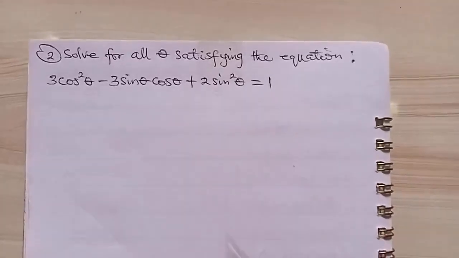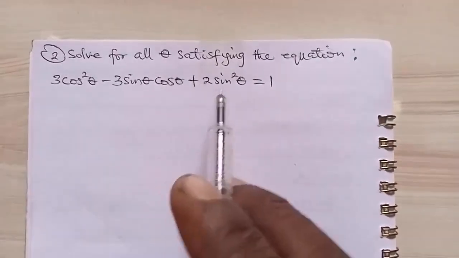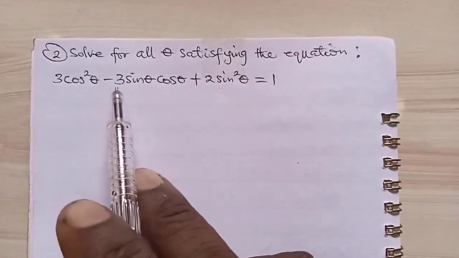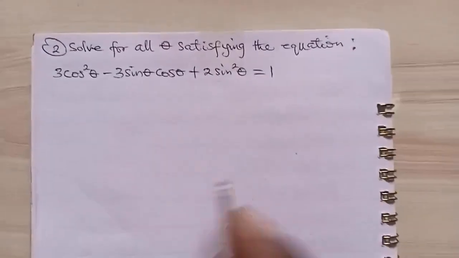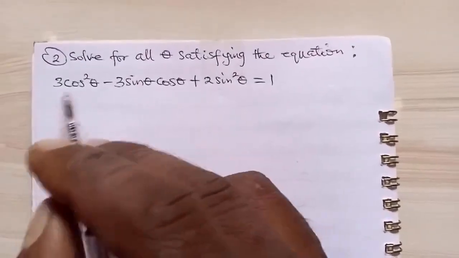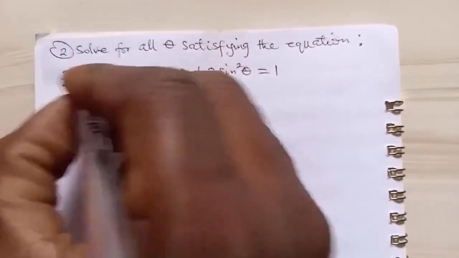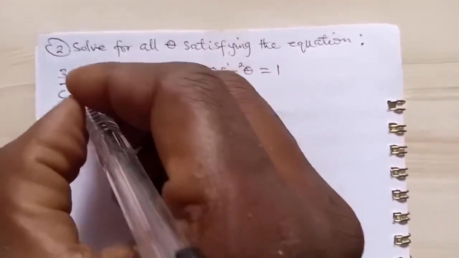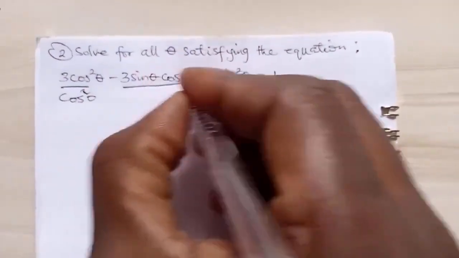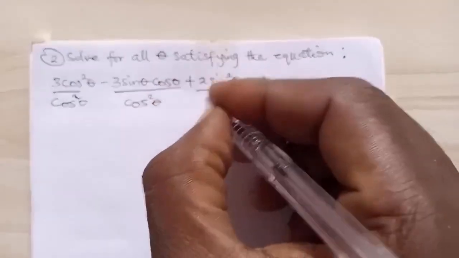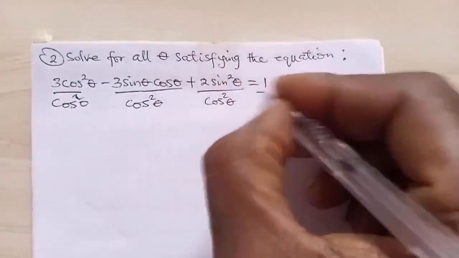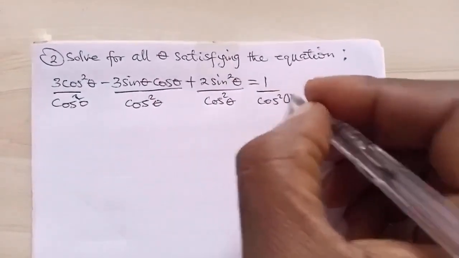The next question says, solve for theta, satisfying the equation 3 cos square theta minus 3 sin theta cos theta plus 2 sin square theta equals 1. The first thing we need to do is to divide through by cos square theta.